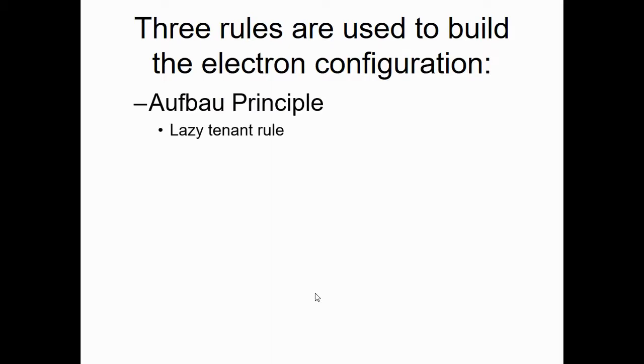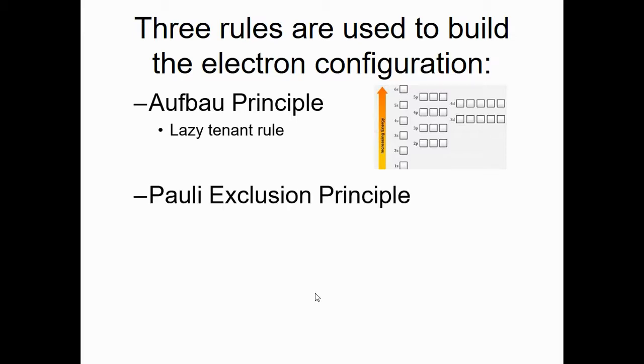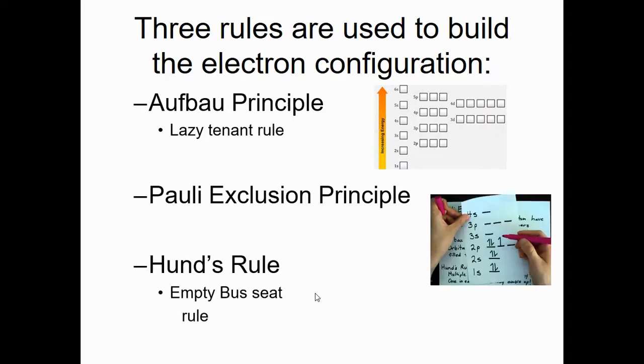So let's review real fast. Aufbau principle is the lazy tenant rule. You're going to fill up the lowest energy first. Pauli exclusion principle says no more than 2 electrons, opposite spins. Hund's rule says don't pair up until you have to.